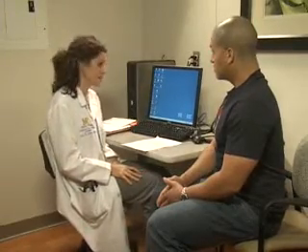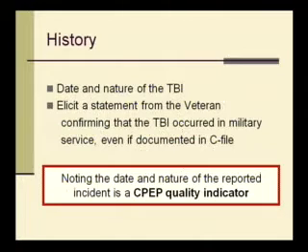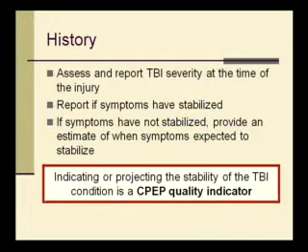The first thing the examiner will ask the veteran is the date and nature of the traumatic brain injury. Elicit a statement from the veteran confirming that the TBI occurred in military service, even if it is already documented in the C-file. Noting the date and nature of the reported incident is a CPEP quality indicator. Next, assess and report the severity rating of the traumatic brain injury at the time of injury. This is done using the guidelines described in the Department of Veterans Affairs training letter.